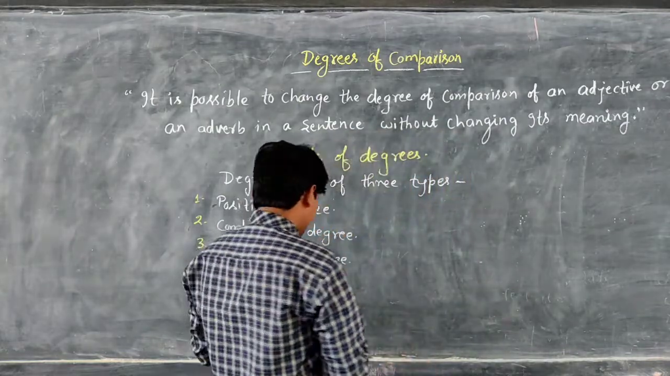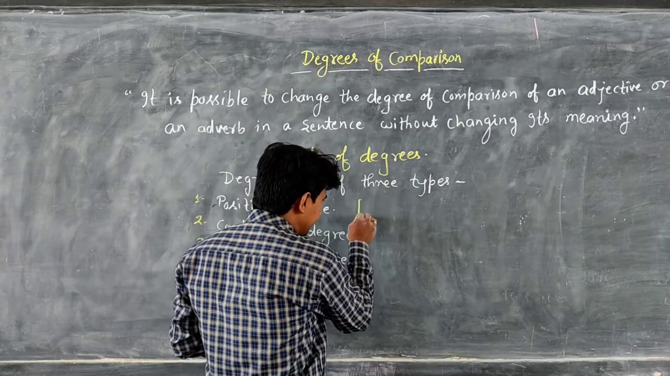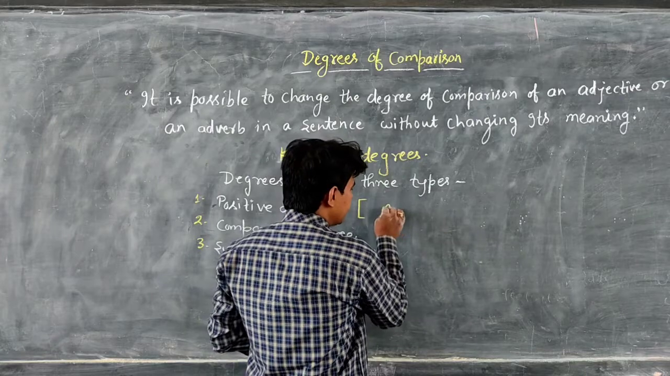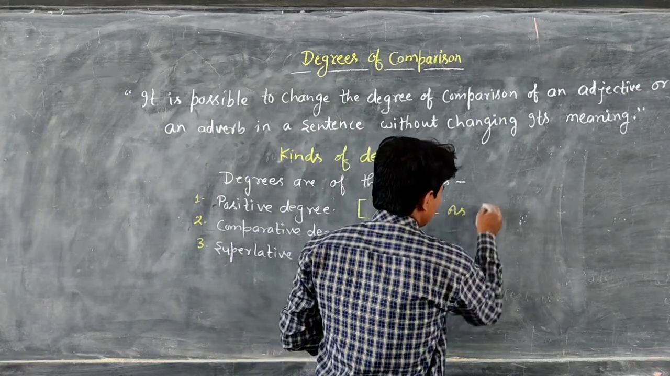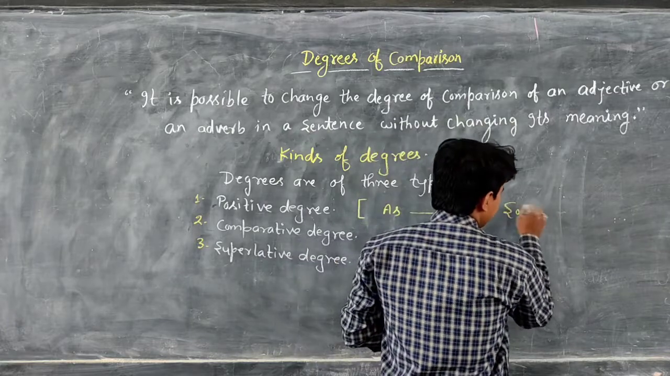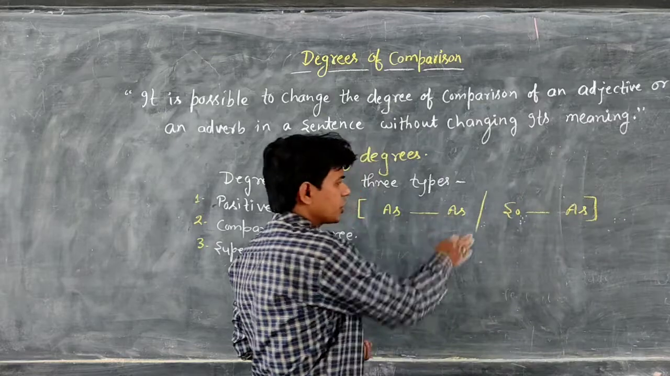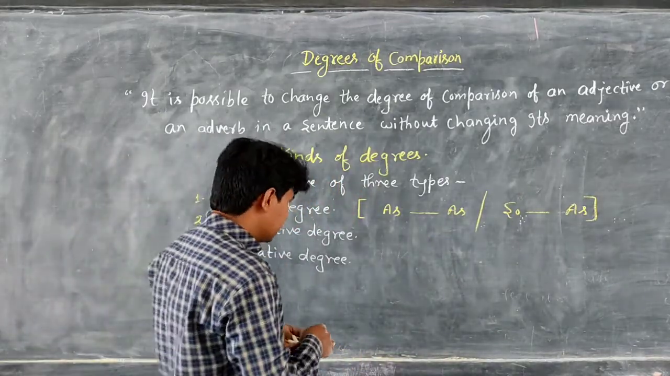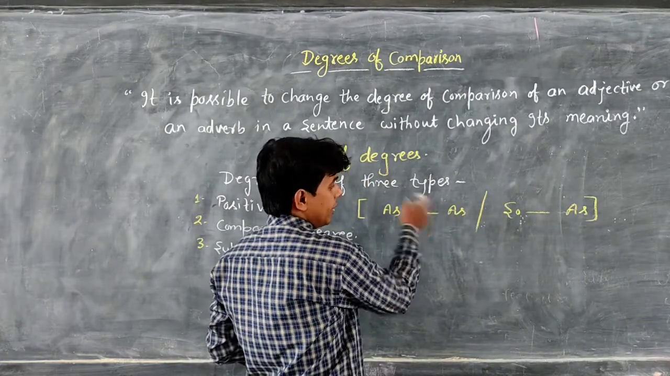So in positive degree, if we talk about the identification, students, generally we use some fixed words such as "as" or "so as". Such type of structure you will find in the positive degree. And in this gap you will get either an adjective or an adverb.